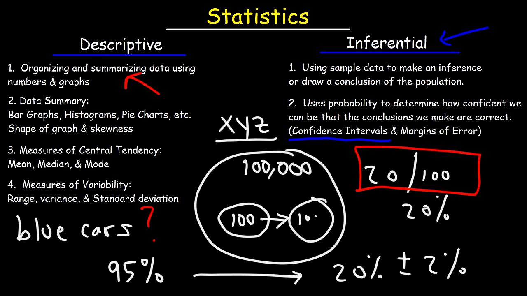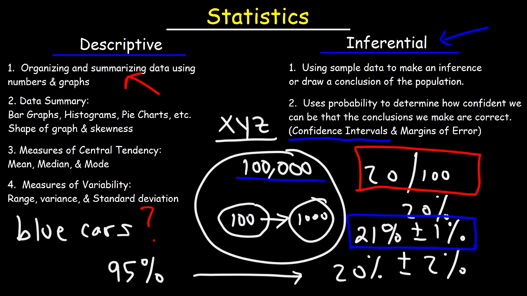So let's say we increase it to 1,000 instead of 100. So if we ask 1,000 people, do they like blue cars? And let's say the data is now different. Let's say 21% say yes to it within a 1% margin of error. So this value is going to be a better reflection of the population in response to their preference for blue cars because our sample size is bigger. So now we could say that 21% of the population prefer blue cars within a 1% margin of error.